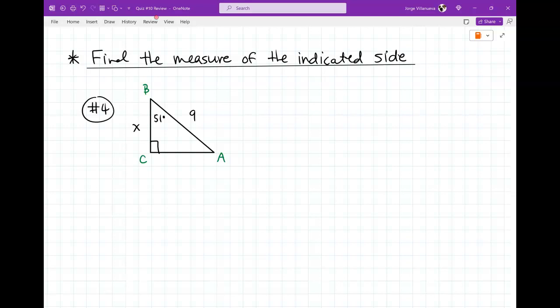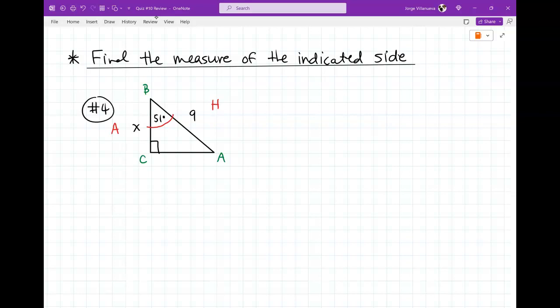So again, we're trying to find the measure of the indicated side. So for us, it would be side BC, right? That's the one we marked X. We have side AB, which is 9, and the angle of 51 degrees. So I'm going to go ahead and mark this up right here. Okay. So what is 9? Hypotenuse. What about X? That has to be adjacent because this is my opposite over there. Okay? But I'm not going to mark it though. I don't want to mark opposite because then it's just going to mess with me, right?